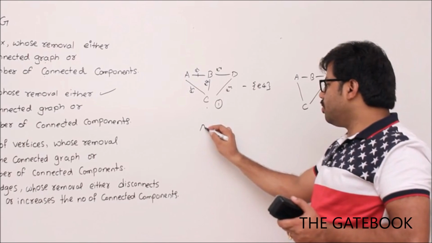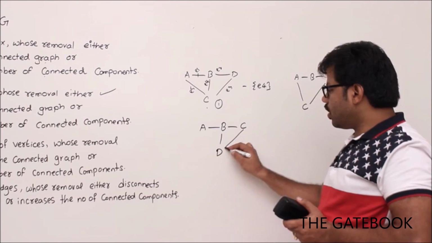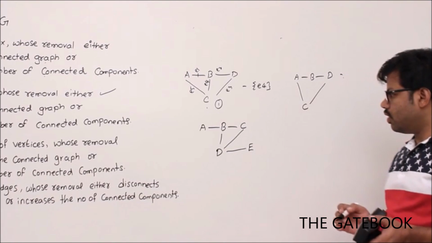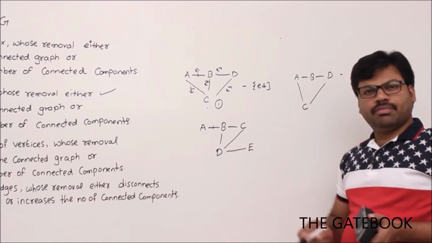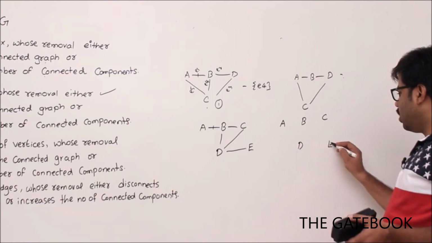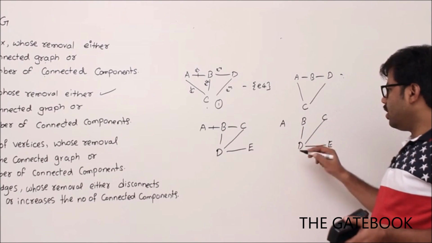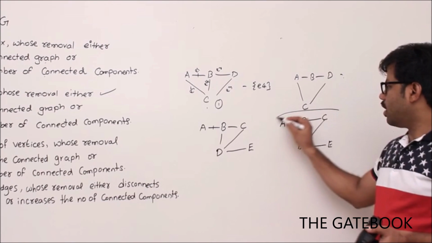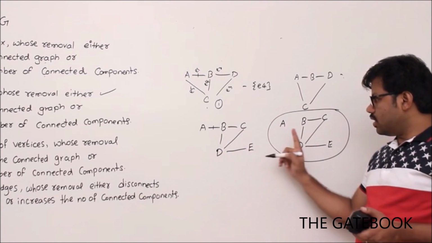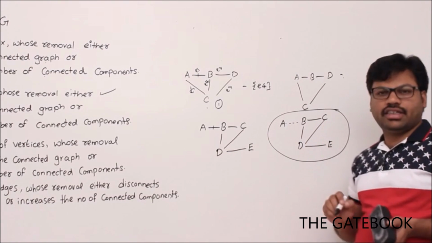Let's take one more example. A to B, B to C, C to D. Let's take this one, C to D and D to E. Let's try to find out the cut edges in this graph. So what I do is I remove AB and I observe A, B, D, C, E. I am removing the AB edge, then the remaining edges are BD, DE, CD, BC. So this is the resultant graph. In this resultant graph, you can see that the connected graph is disconnected. That's why I can say this edge A to B is a cut edge.